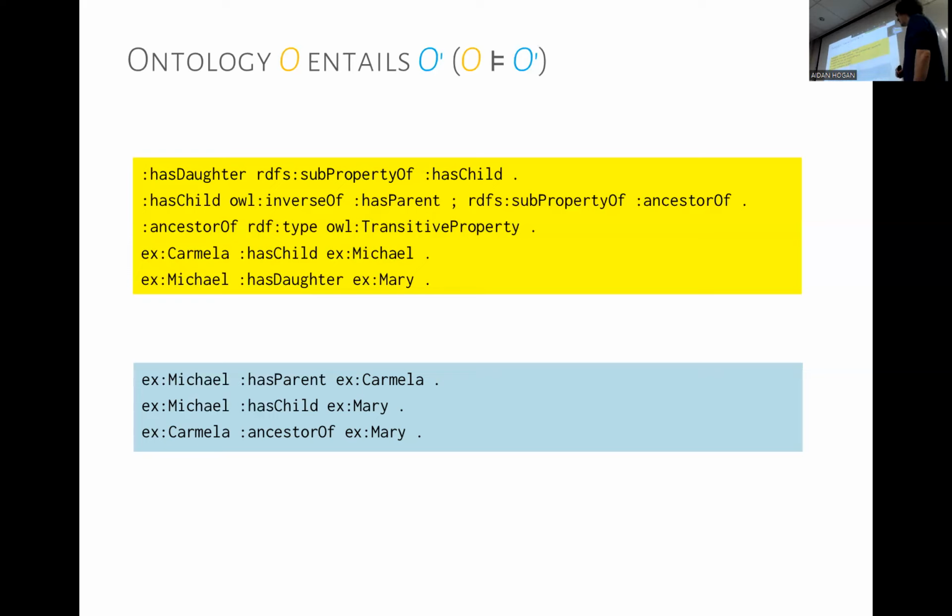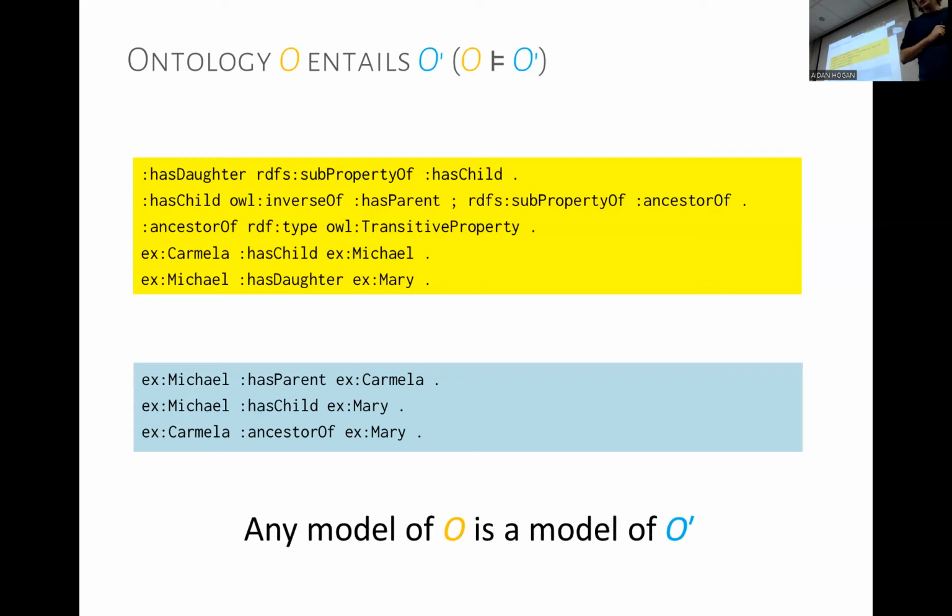It's a little bit more tricky, but we can get there. We have ancestor of a transitive property. We have has child subproperty of ancestor of. So we have Michael has child Mary, so that means Michael ancestor of Mary, and we have Michael has parent Carmela, so that means Carmela has child Michael, which means Carmela ancestor of Michael, and that means eventually Carmela is ancestor of Mary. So we can get there eventually, and we have enough to entail this as well. So there is an entailment.